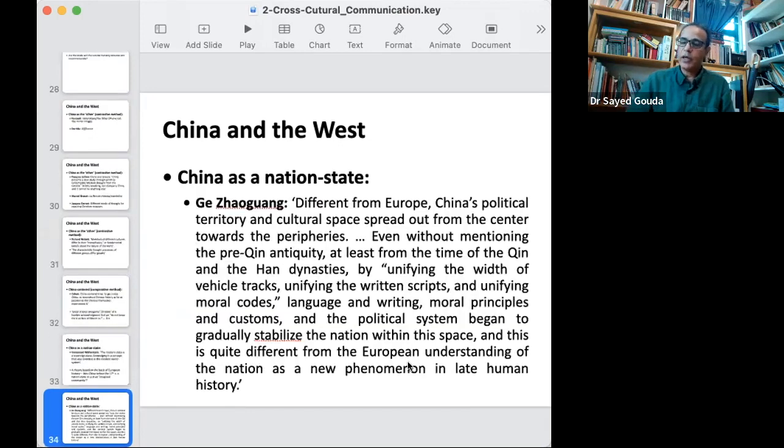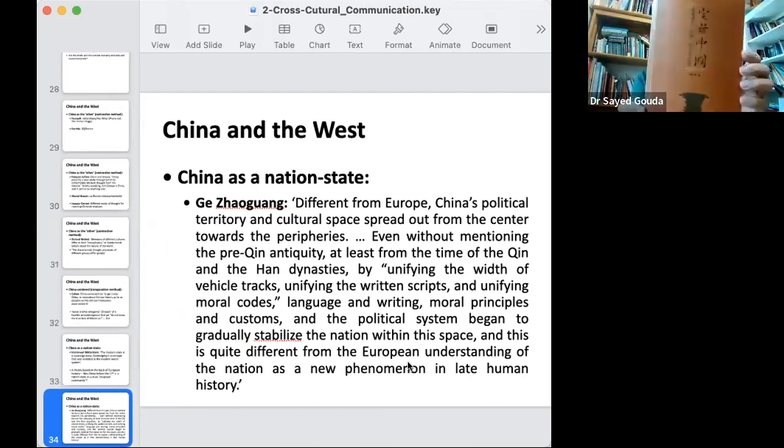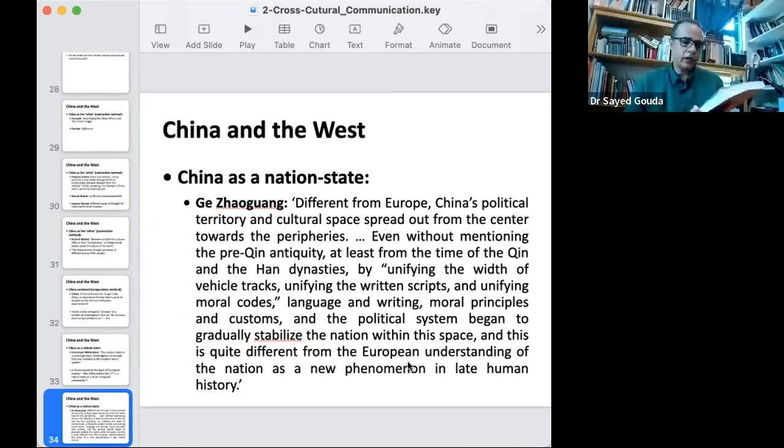And here, there is a Chinese scholar called Ge Zhaoguang. I hope the name of this book is clear. This is a very interesting book. He's a professor at Fudan University, and I was lucky to meet him personally because he was invited to the City University of Hong Kong to deliver a lecture based on this book.